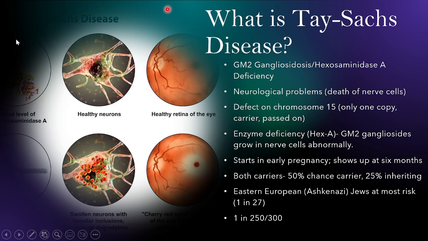This is most commonly shown in Eastern European Jews, or Ashkenazi. About 1 in 27 of them usually get it. And in the US, the incidence rate is 1 in 250 or 300 people. Right here, you can see healthy neurons. And over here, the neurons become swollen because of the abnormal growth of the GM2 gangliosides. Here is a healthy retina. And here is something in Tay-Sachs called a cherry red spot, which I'll be getting to in the next slide.